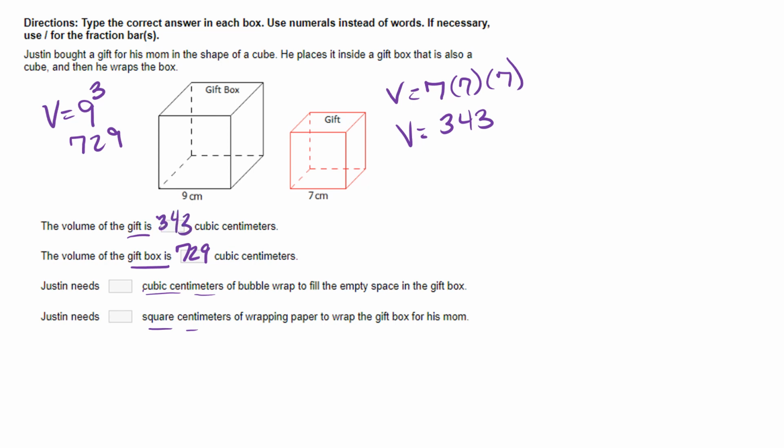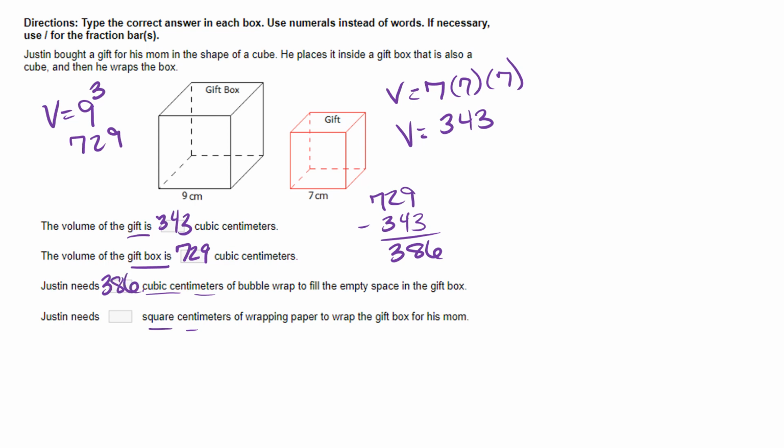So for the cubic centimeters of bubble wrap to fill the empty space, all you're going to do is take 729 and subtract that 343 from it. And we do get 386. That's how much we're going to use to fill that empty space.